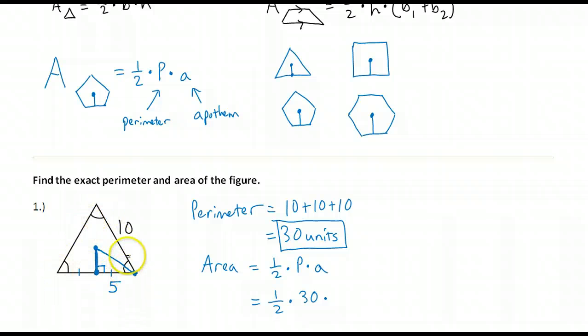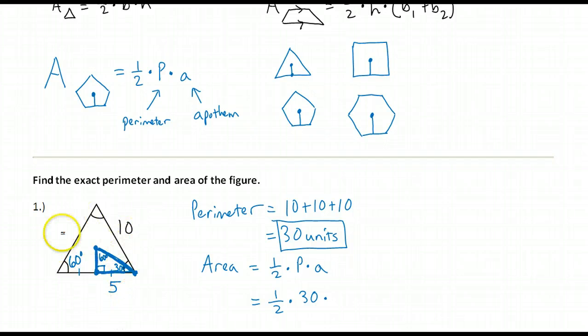I know that this triangle is equiangular, and there's 180 total degrees, which means that each one of these angles is 60 degrees, because 180 divided by 3 is 60. And if this angle is 60 degrees, when I draw in this length right here, this angle right here has to be half of that, 30 degrees. So in this triangle right here, I have a 90-degree angle and I have a 30-degree angle, which means that this angle right here has to be 60.